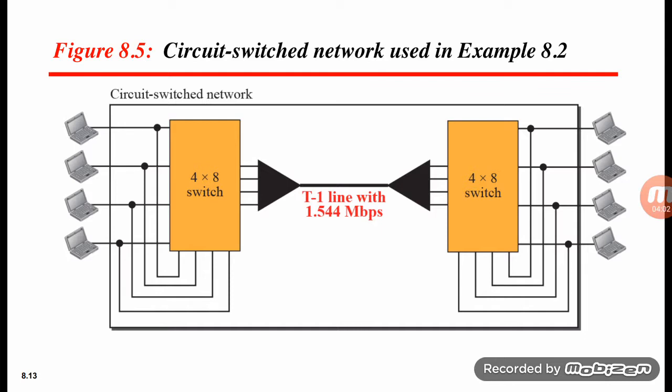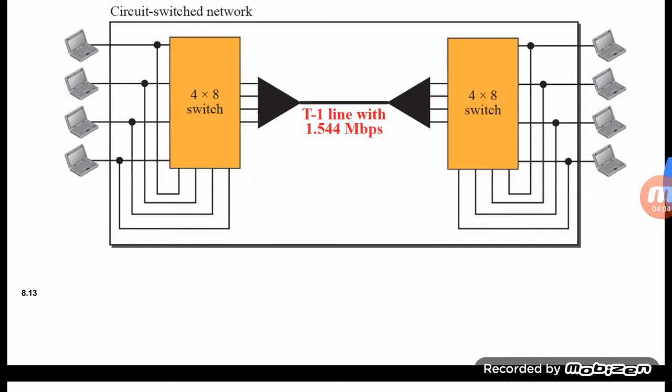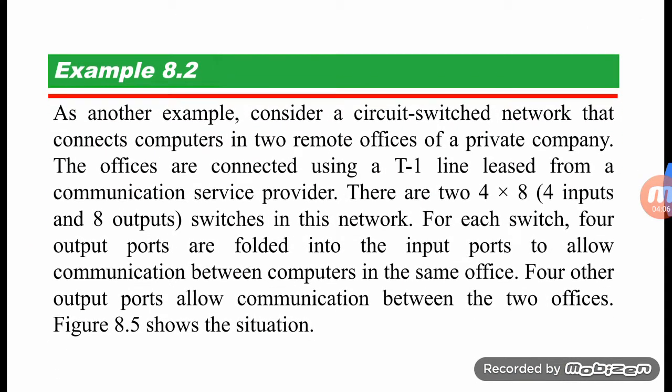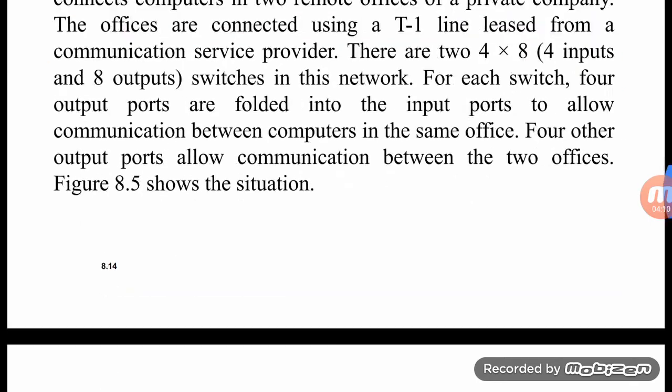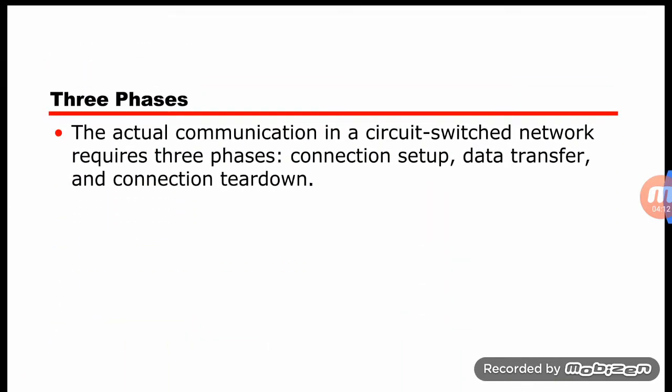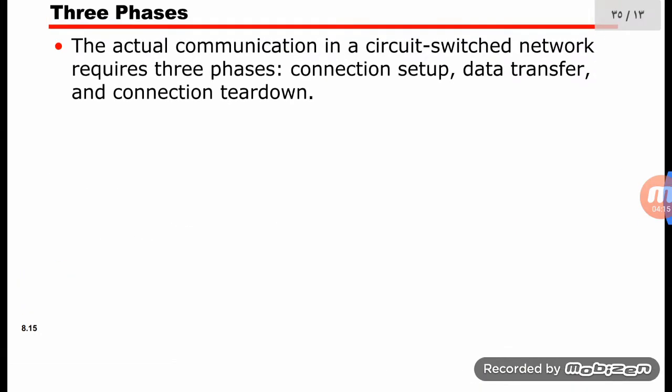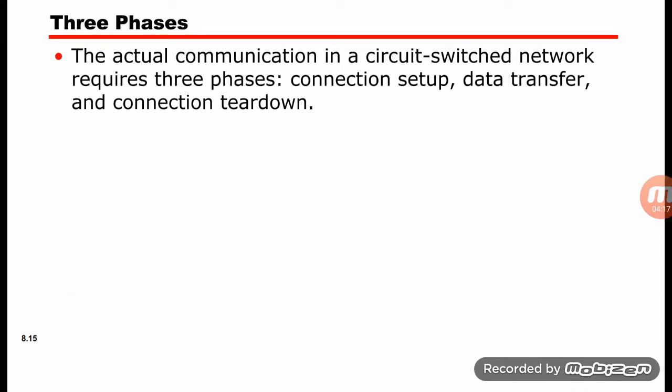Okay, this is another example of circuit switching. And this is describing this figure that we just saw. Okay. Now there are 3 phases, as I said. The actual communication in a circuit switch network requires 3 phases: connection setup, data transfer, and connection teardown. So these 3 you have to remember. In circuit switching, there are always 3 steps: setup, or connection setup, or just setup.